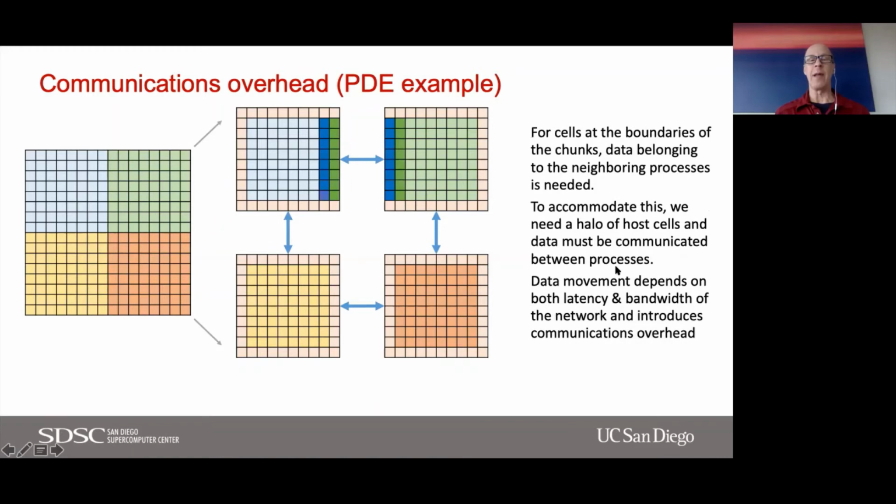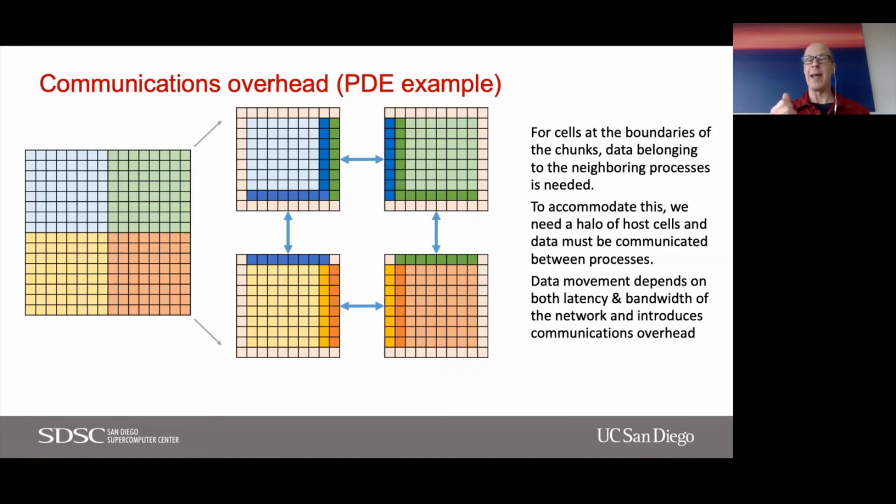So, for example, if we look at those top 2 processes, the one in the upper left is going to pass that column that I now highlighted in dark blue over to the process to its right. And that's going to be stored in that column of ghost cells. And then the process on the top right, the column that I highlighted in dark green, is going to have to be communicated to the process in the upper left. And then we need to do this across all the processes. Fortunately, we can do this in parallel. We don't need to do one set of communications and then another. But still, this does incur overhead.